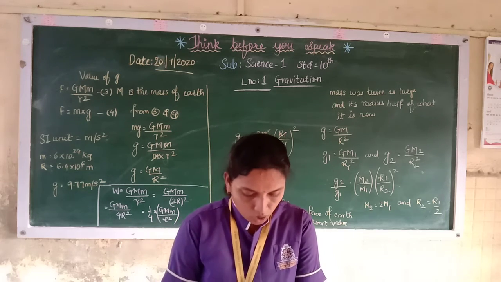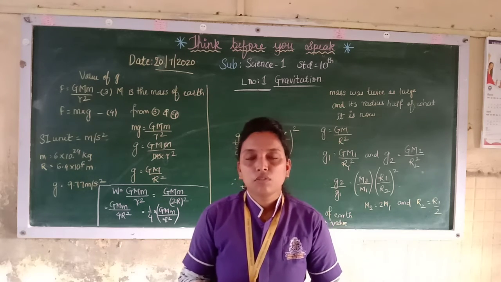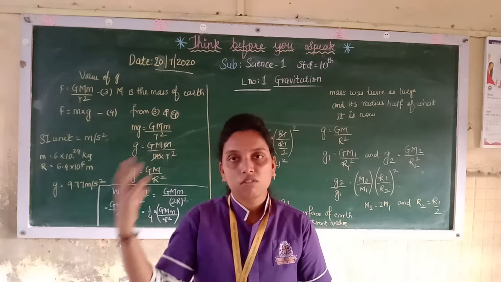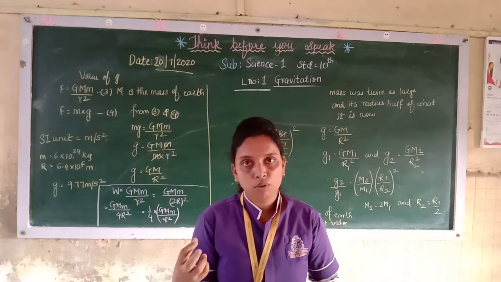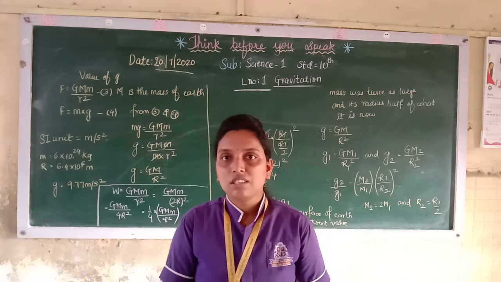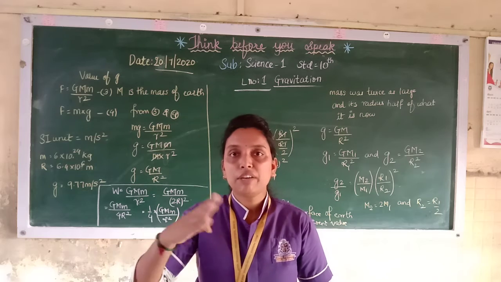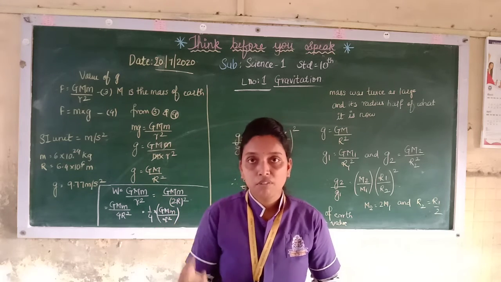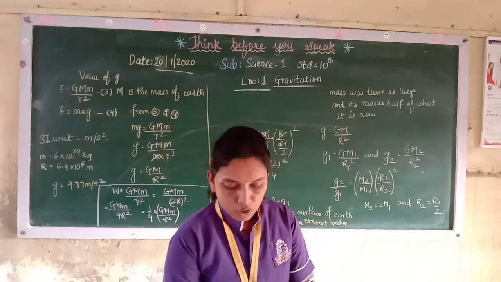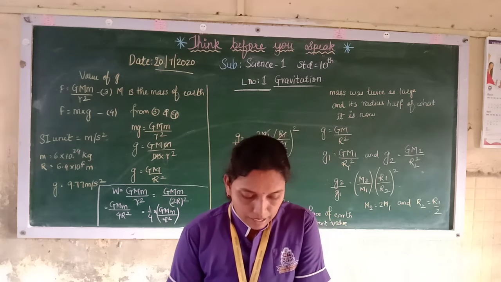Will your weight remain constant as you go above the surface of the earth? See, as we go above the surface of the earth, the radius is increasing. You are going more outside, so you are going out of the gravitational pull of the earth. So your weight will not be the same, it will be reduced, because you are getting away from the gravitational pull. That is why your weight will not remain constant, it will become less.